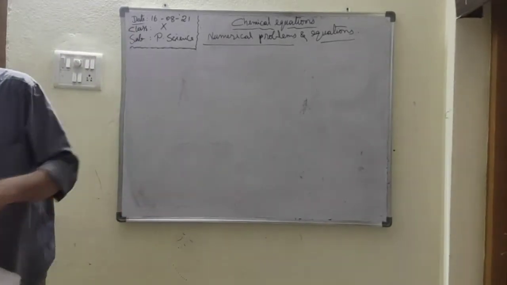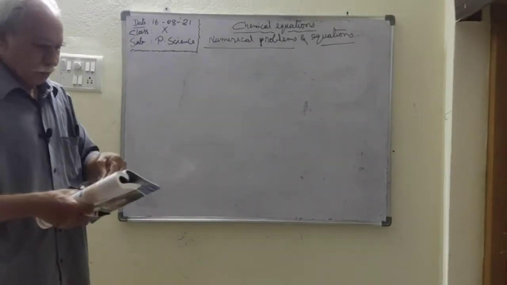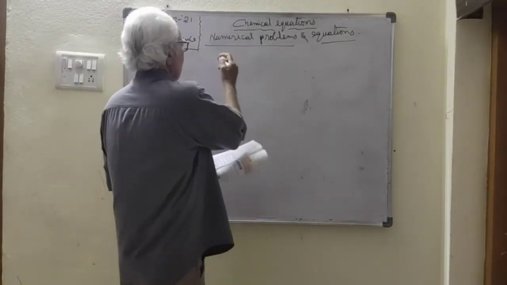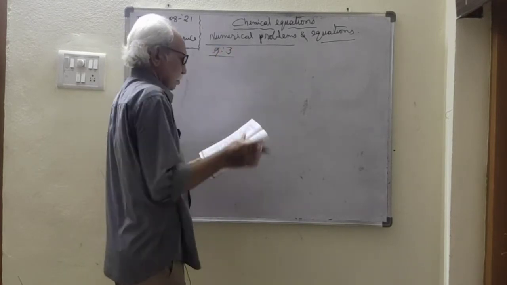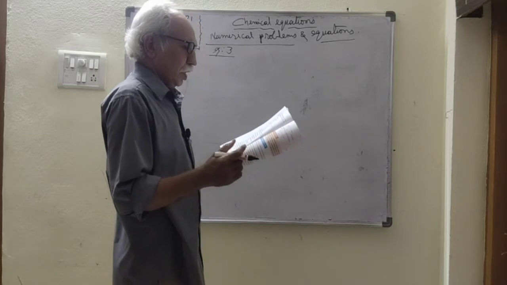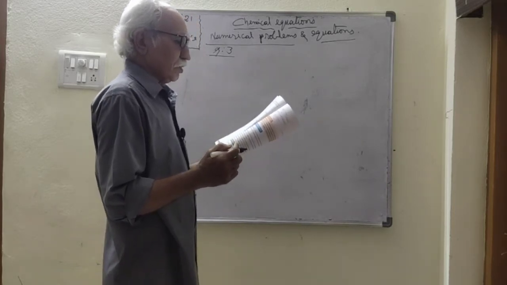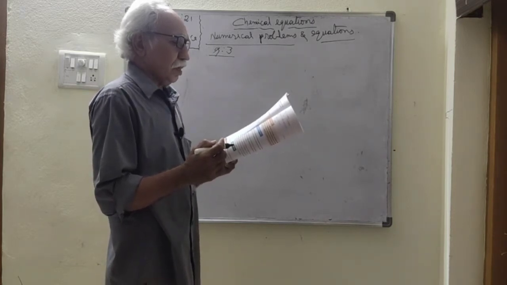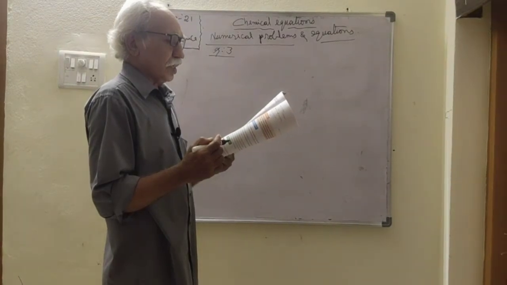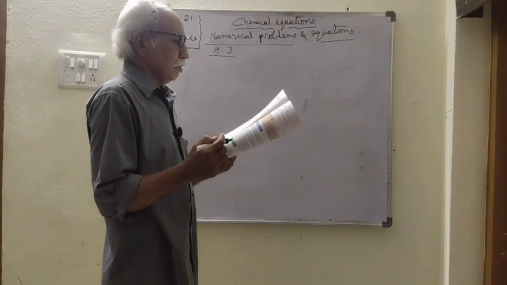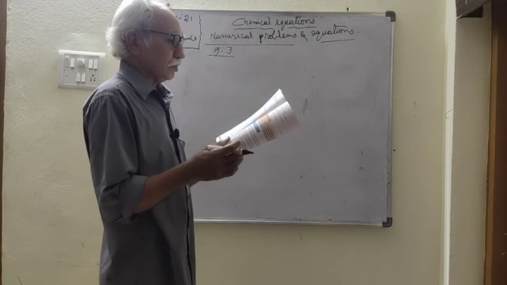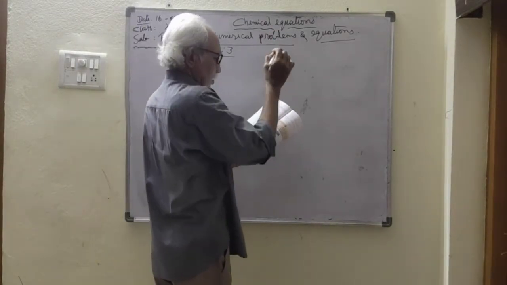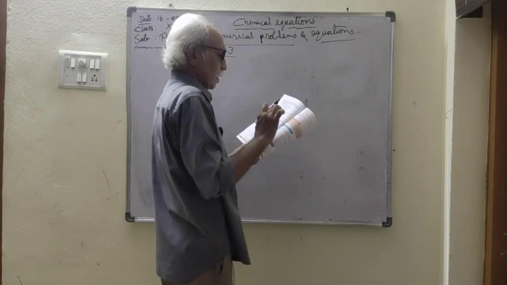So, for this, see the one problem here. Example number 3. Calculate the volume and number of molecules of carbon dioxide liberated at STP, if 50 gram calcium carbonate is treated with dilute hydrochloric acid, which contains 7.3 grams dissolved HCl gas. You have to find out the volume and number of molecules of carbon dioxide.